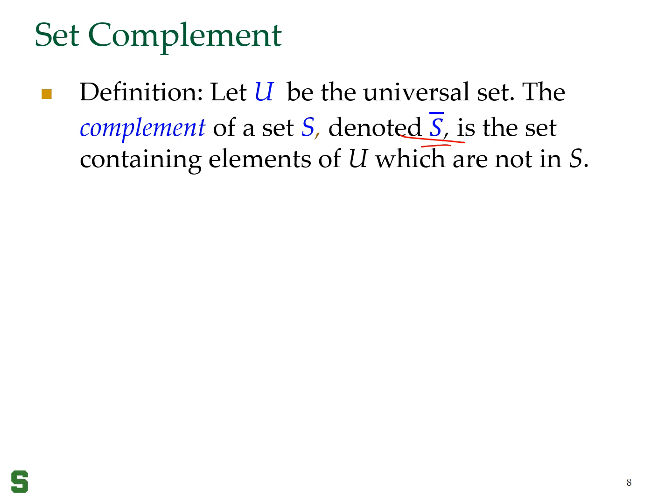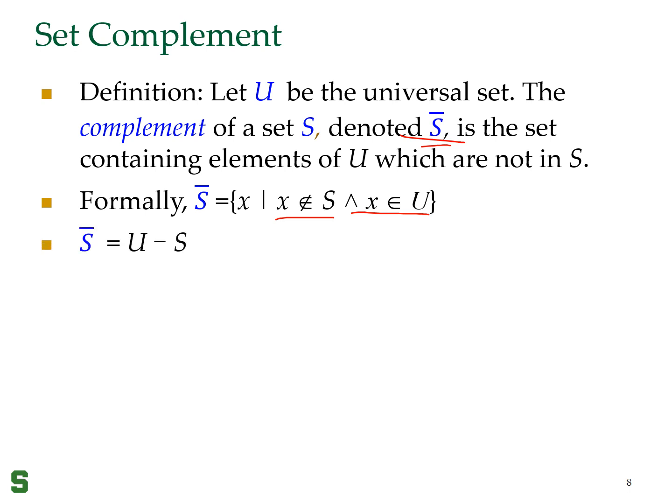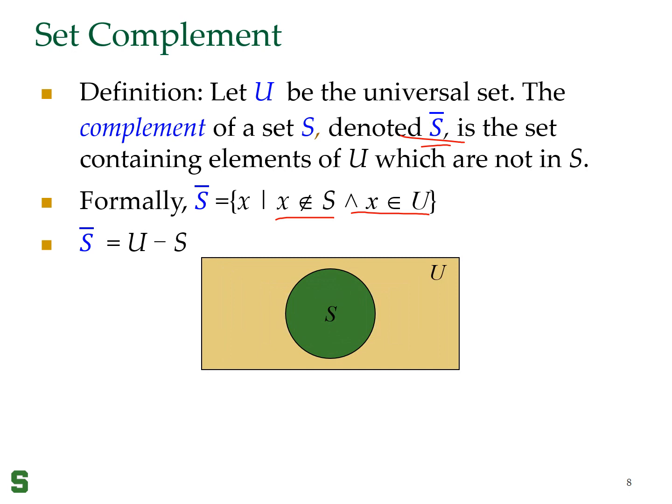So if I think about this in terms of a formula, S complement is the set of elements X such that X is not in S but X is in the universal set. We can write this as S complement is U, the universal set, minus S, and in terms of a Venn diagram, it's basically this part over here that is the complement of S.